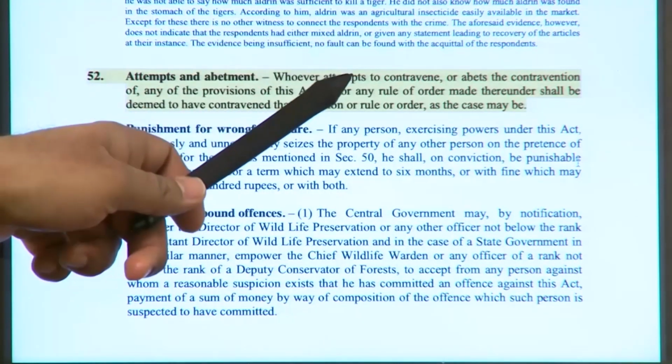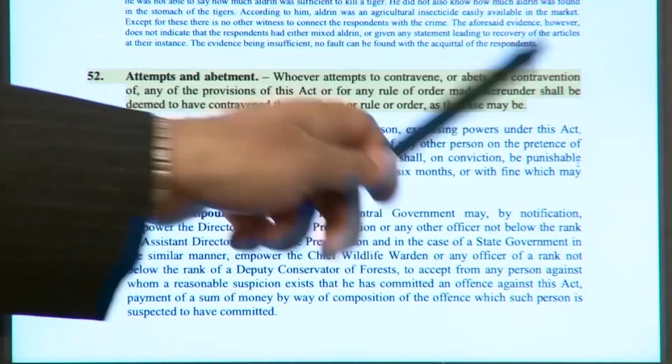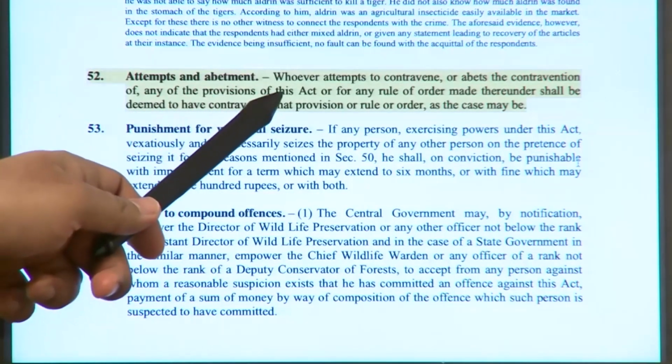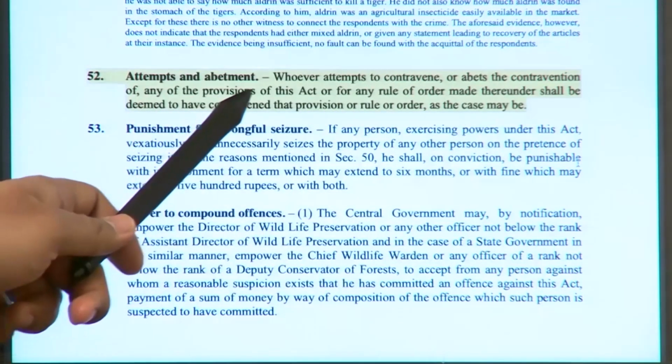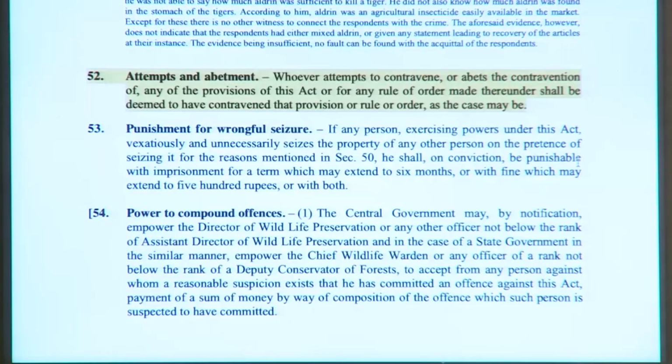So, whoever attempts to contravene or abets the contravention of any provisions of this Act or of any rule or order made thereunder shall be deemed to have contravened that provision or rule or order as the case may be. So basically what this is talking about is that you did not fire the gun, you did not kill the animal, you just went together with the hunter and you told him where the animal was located. But in this case, because you have abetted the contravention of a provision of this Act, you shall be guilty of having contravened the Act itself.